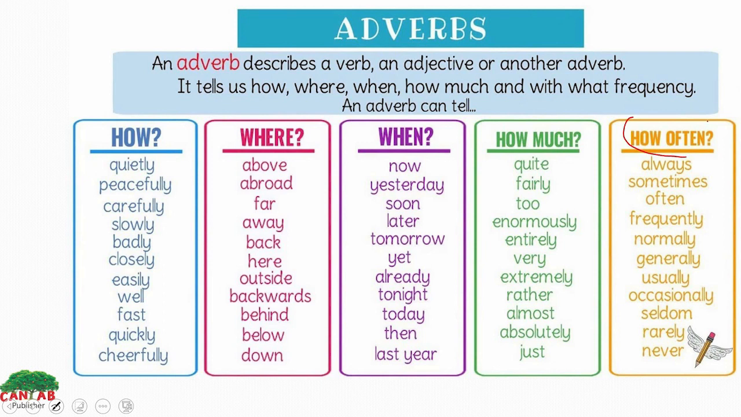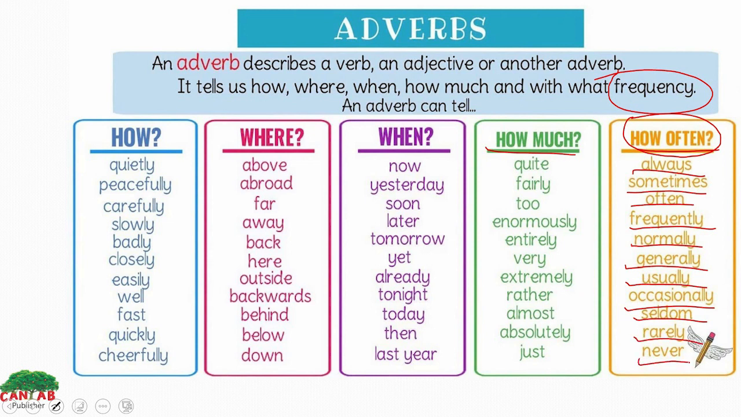Okay, this one, how often? This is called the adverb of frequency. There is a difference between how much and how often. How often the action is done here. Always, sometimes, often, frequently, normally, generally, usually, occasionally, seldom, rarely, never. It covers all this. Barely. You can also say rarely. So many adverbs of frequency we have. So, let me give you an example.